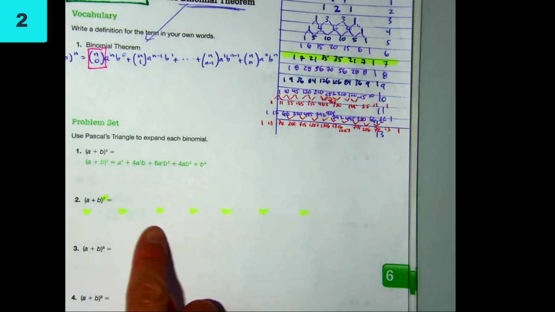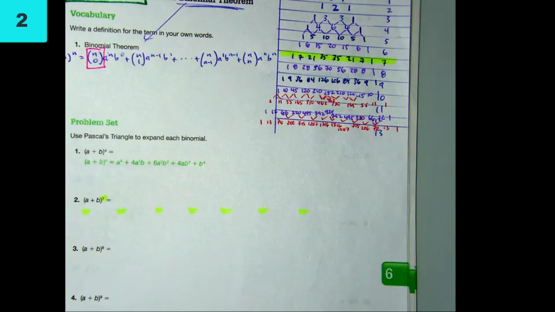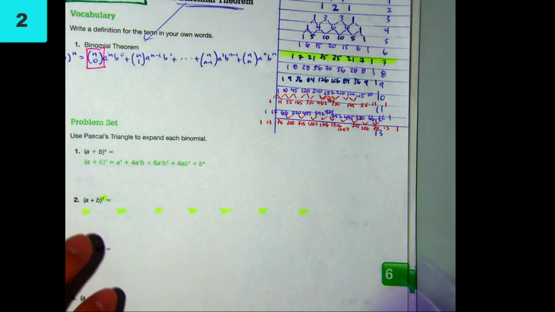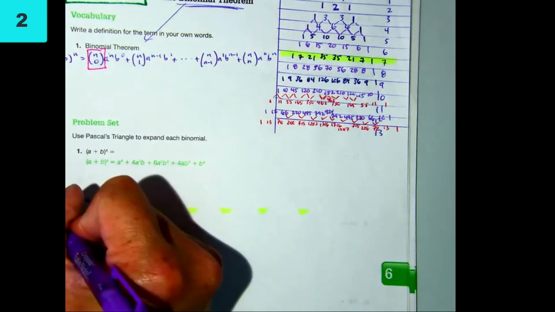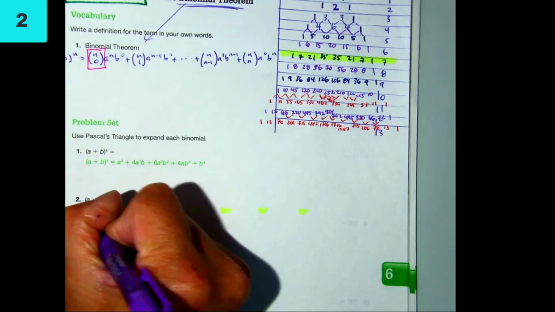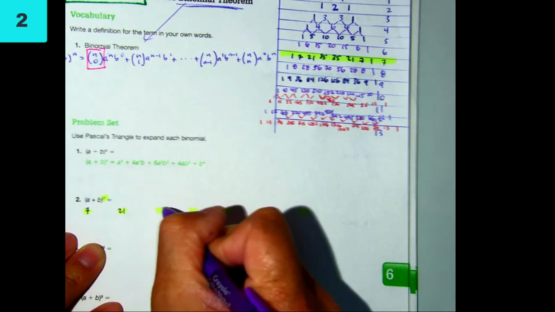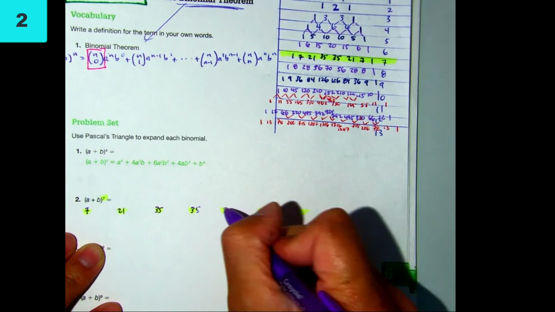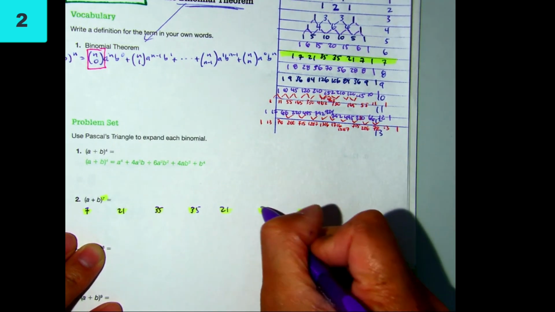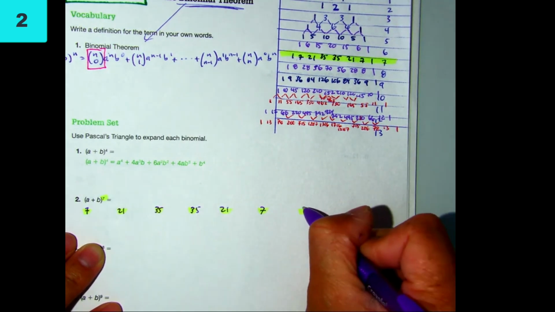Then 8. Okay. What do I do with those yellow marks? I'm going to write down those numbers, and those become our coefficients. What do they become, class? Coefficients. So 1, 7, 21, 35, 35, 21, 7, and 1.